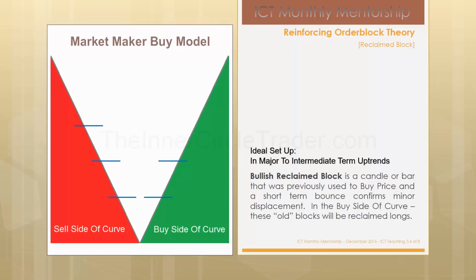Every new buying opportunity is going to be matched up to the previous down candle while the price was dropping earlier on the sell side of the curve. And ultimately, everything will match up with the down candles on both sides of the market maker buy model.